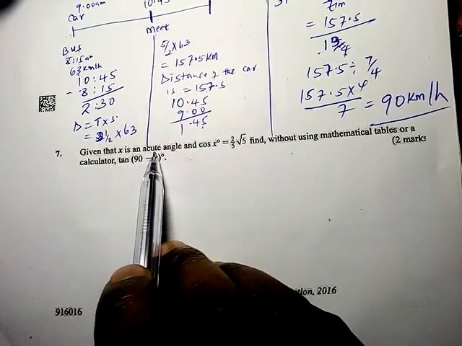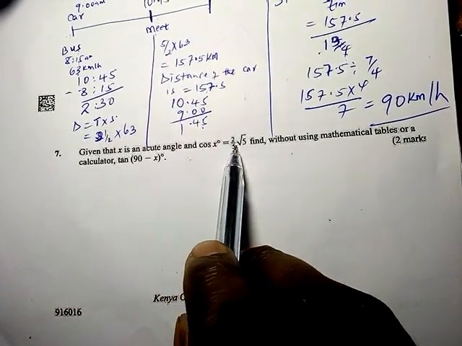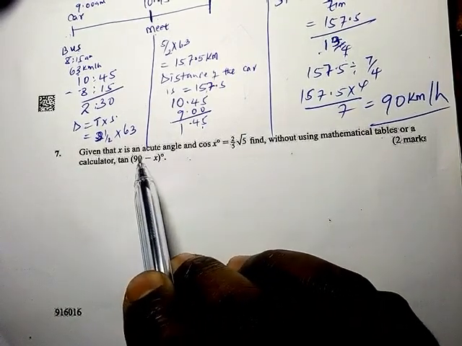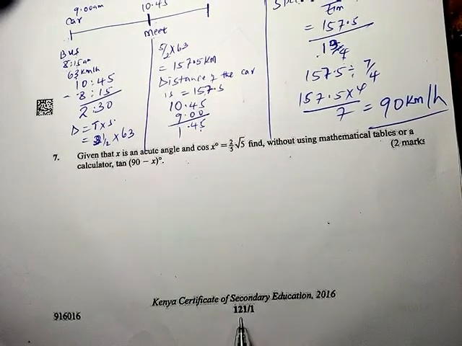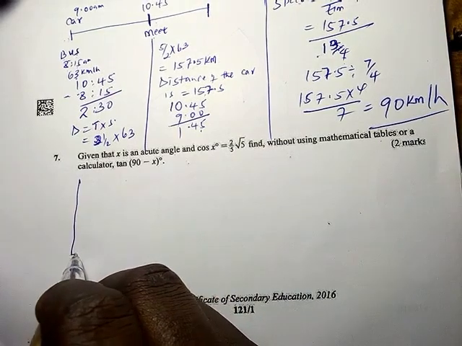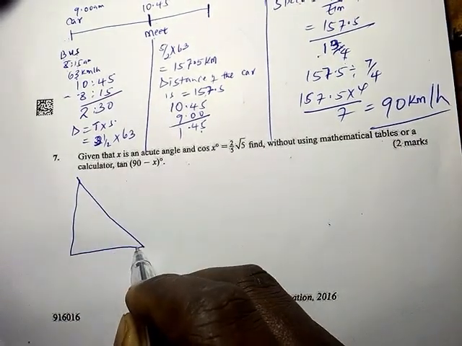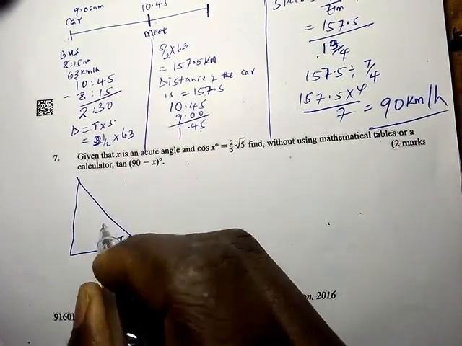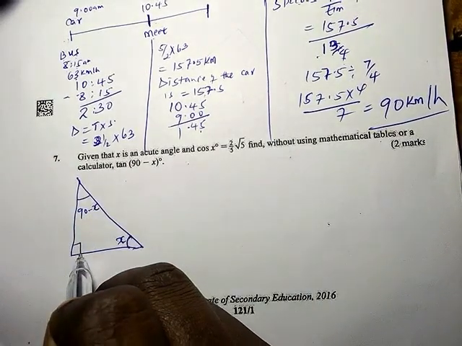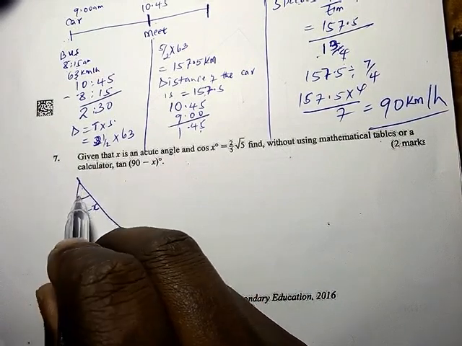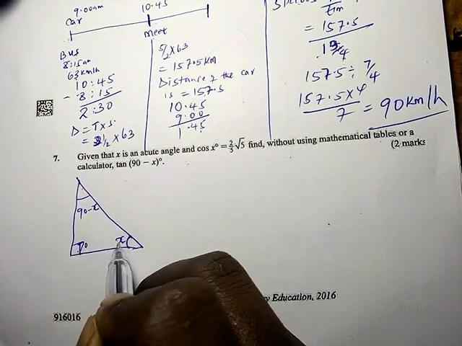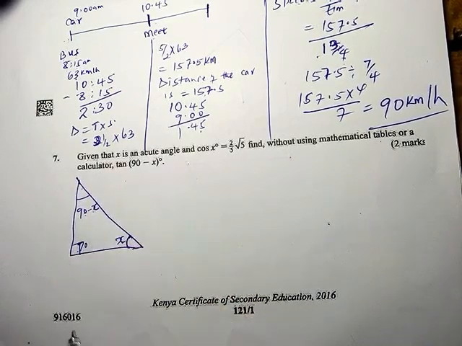Given that x is an acute angle and cos x is this, find without using mathematical tables or a calculator. So for you not to use a calculator, you must draw what you use. So this is a right angle triangle. This is x. If this is x, this one is 90 minus x, because this is 90, and these two should make 90 to make 180.